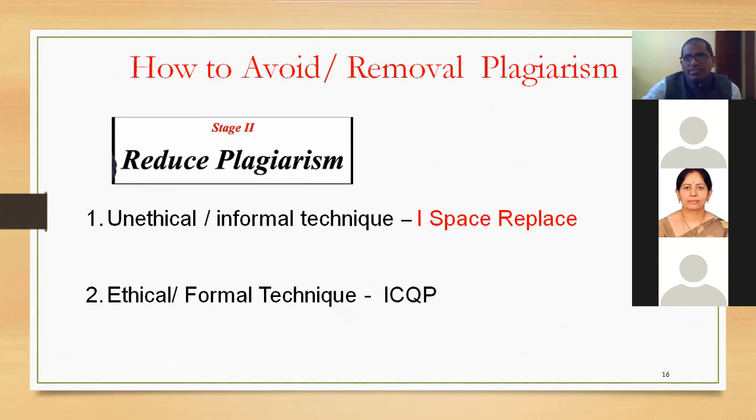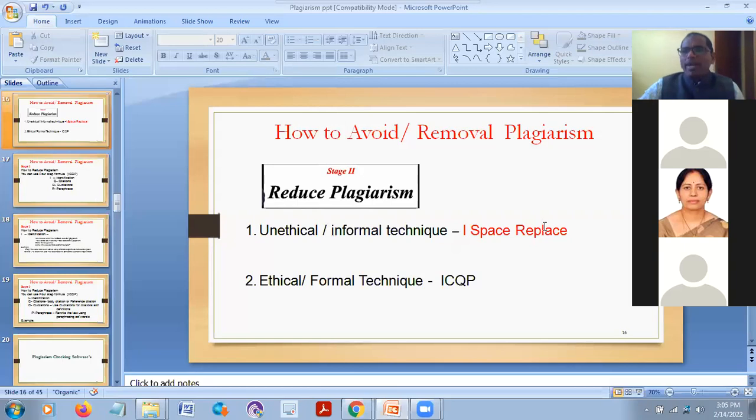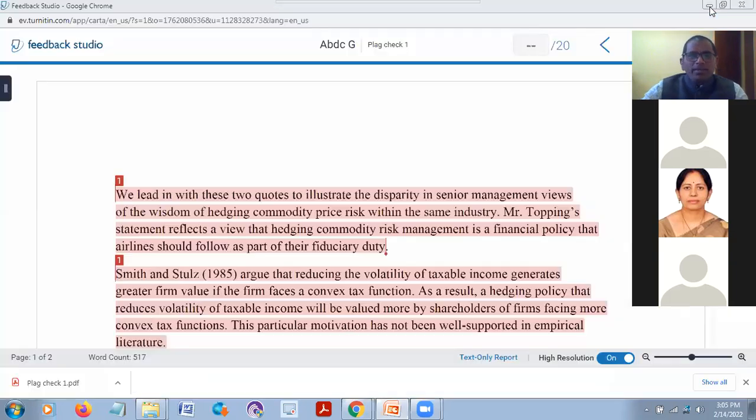There are two ways to reduce plagiarism. One is an unethical, informal technique. Another is an ethical, formal technique. Unethical, I think most of you might know that globally many researchers do this. This unethical informal technique is the I space replace. I'm going to show you this technique. Please follow me, but I'm showing you not to do this. It's a very unethical way of practice. I will show you. Follow me.